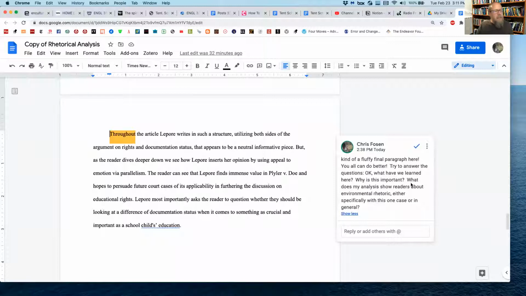And finally, this is the real important one. What does my analysis show readers about environmental rhetoric, either specifically with this one case, maybe it's about plastic or recycling or lithium batteries or something like that, or in general? If we want to see action on climate change, is this the kind of rhetoric that would do it? Or is it the opposite of that?